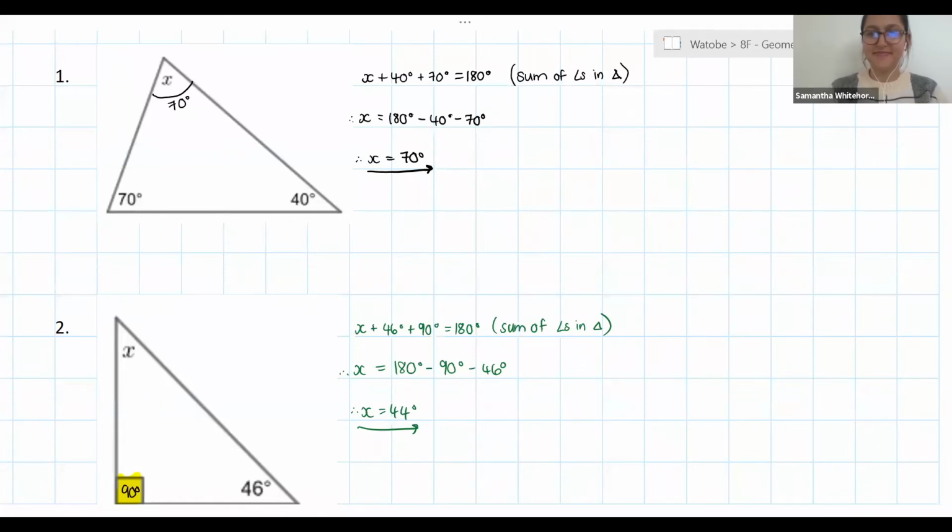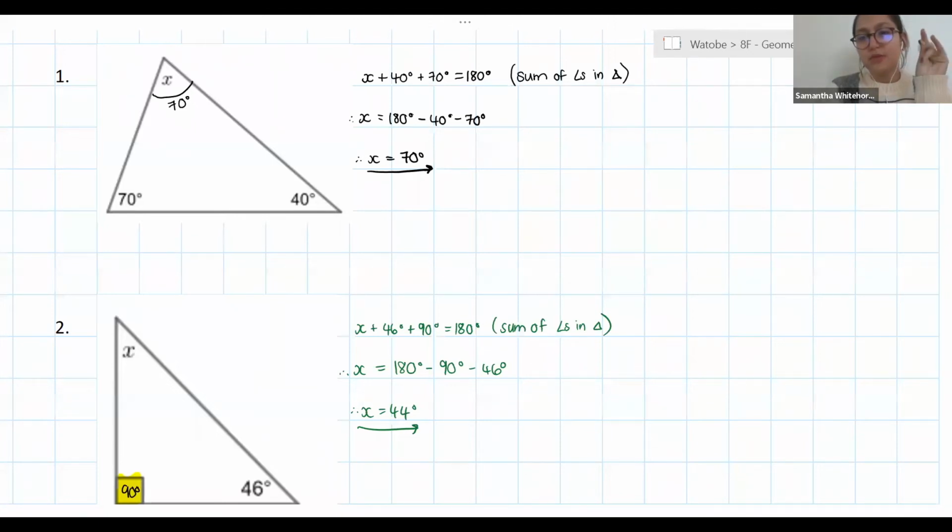Okay, so we can go to Kamorelo. Would you like to ask your question? Hi, ma'am. The one I did for number 2, I said 90 minus 46, and it gave me 44. So I wanted to know, how did you guys get to 180? I mean, it's a right angle, it's up to 90. So it's a bit confusing.